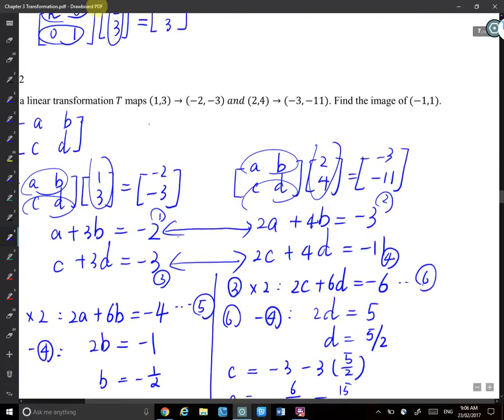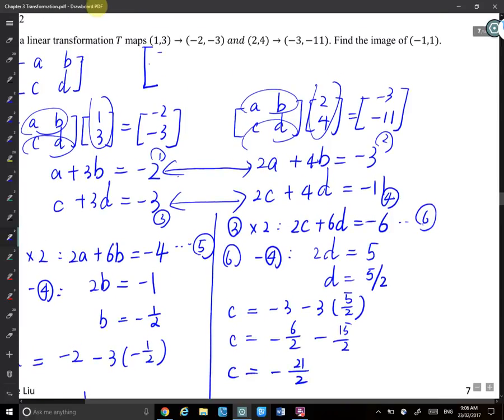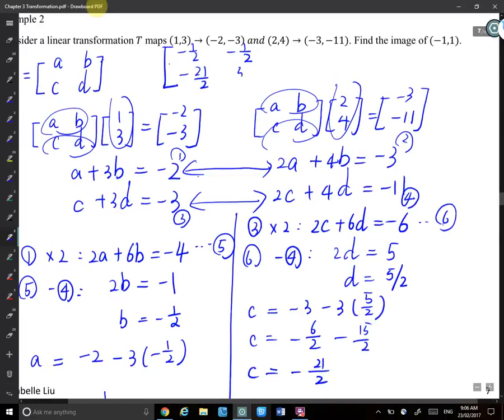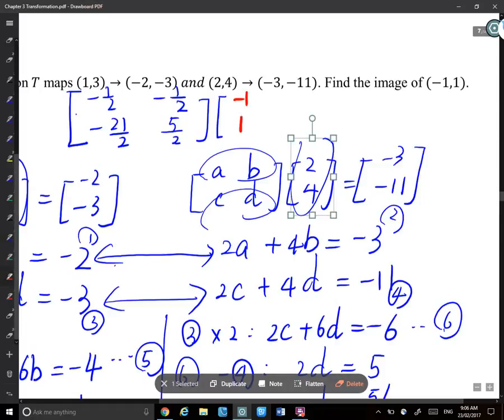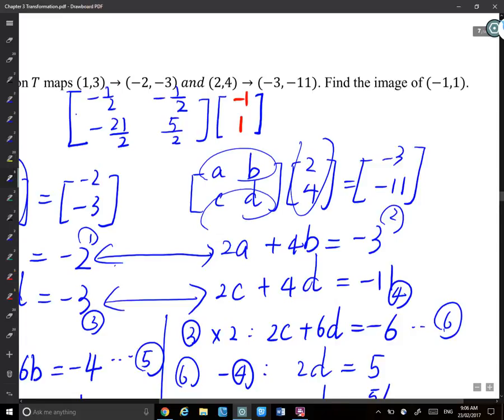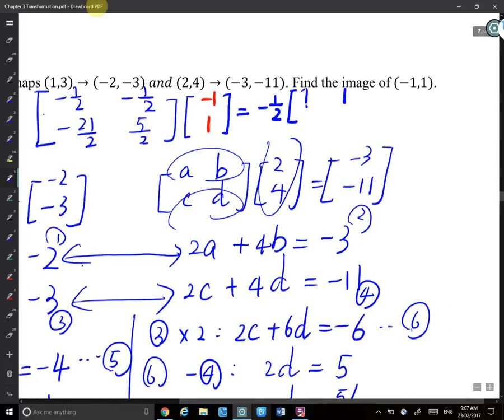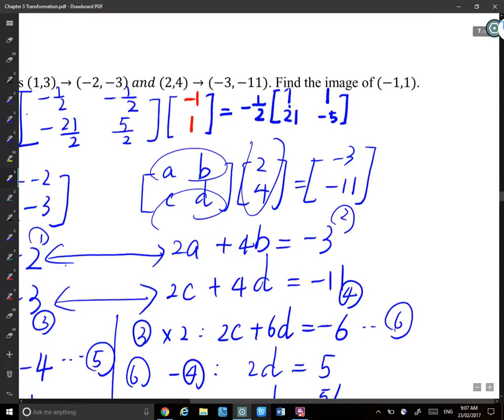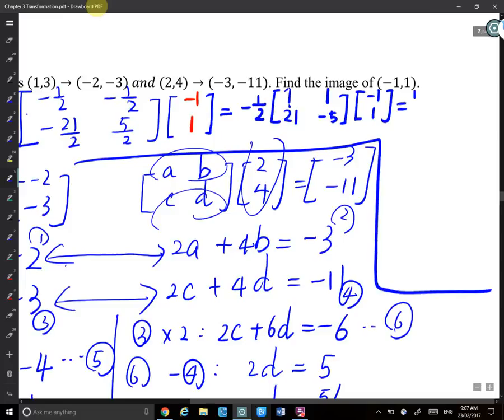So the transition matrix will be: A value is negative a half, B value is negative a half, C value is negative 21 over 2, and the D value is 5 over 2. I'll use that to multiply by (-1, 1) because I want to find the image of that point. What I will do here is not take all the negative halves into calculation. I will take negative a half out as a common factor, and I will have 1, 1, 21, and negative 5 as the new matrix, times (-1, 1). And that will give you negative a half.